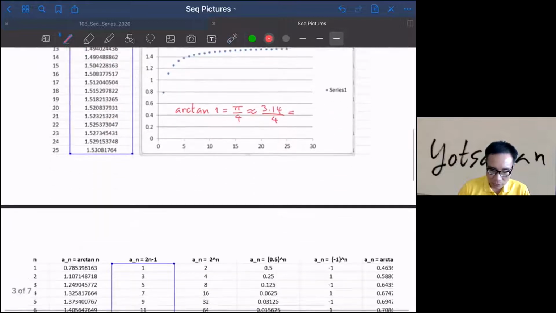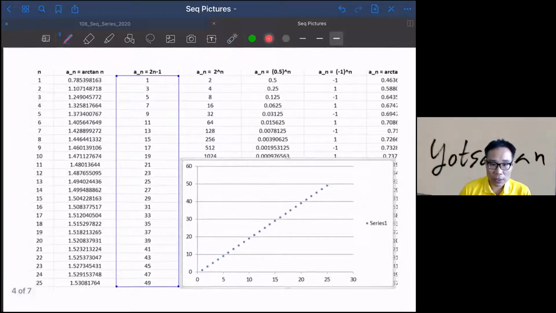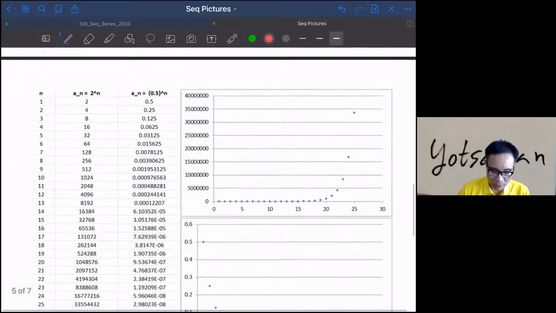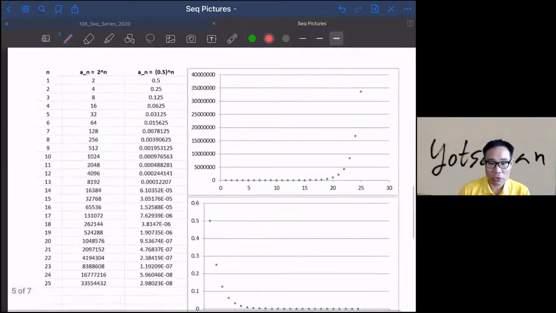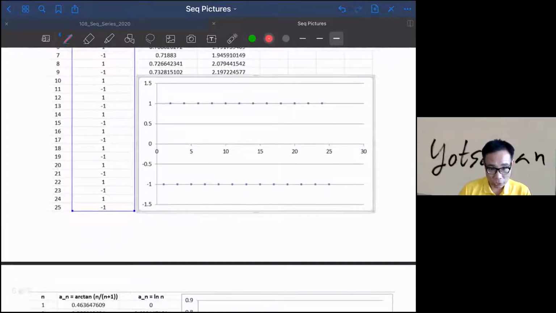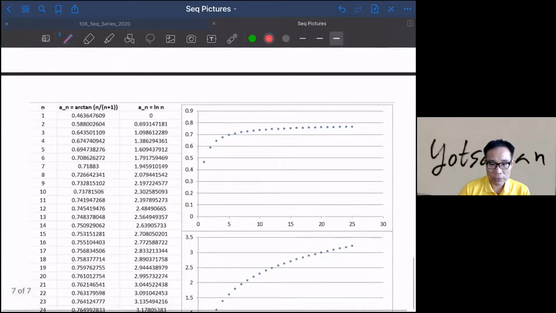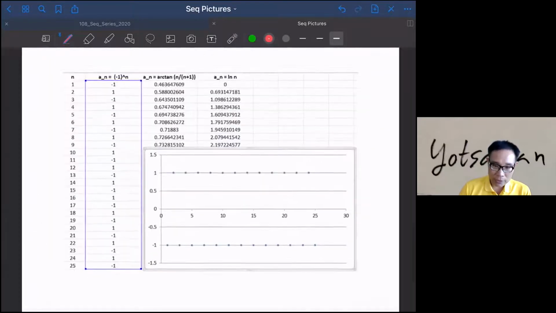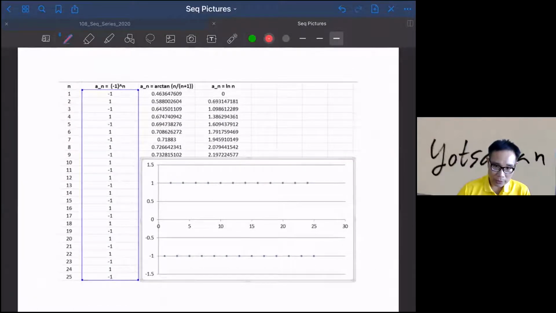The next one is 2n minus 1. It's going to be an increasing line that has a slope equal to 2. And you have the graphs of 2 to the n and 0.5 to the n, and also the graph of negative 1 to the n. For this one, you see that it gives you the shape of the graph like this. When you imagine the sequence, it's just points. It's not going to be a continuous curve like we have in calculus 1.